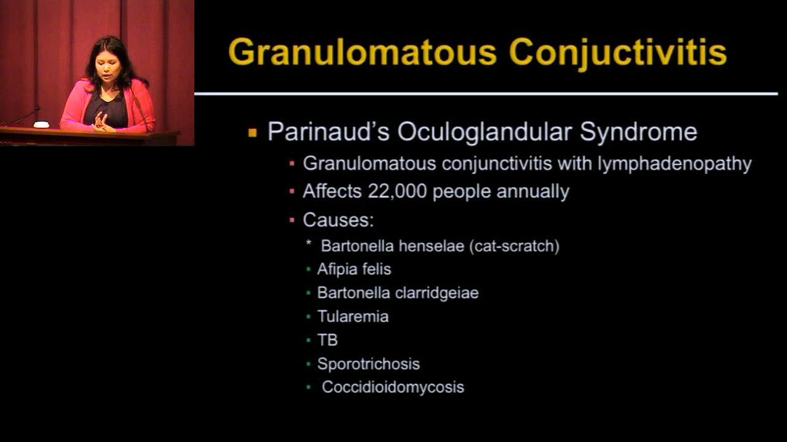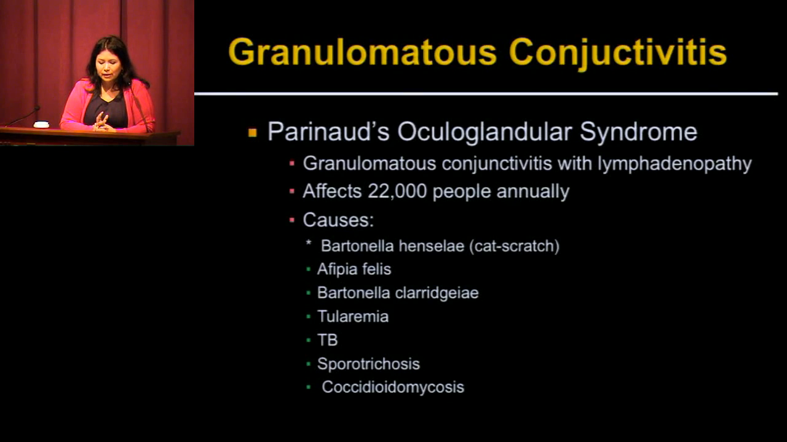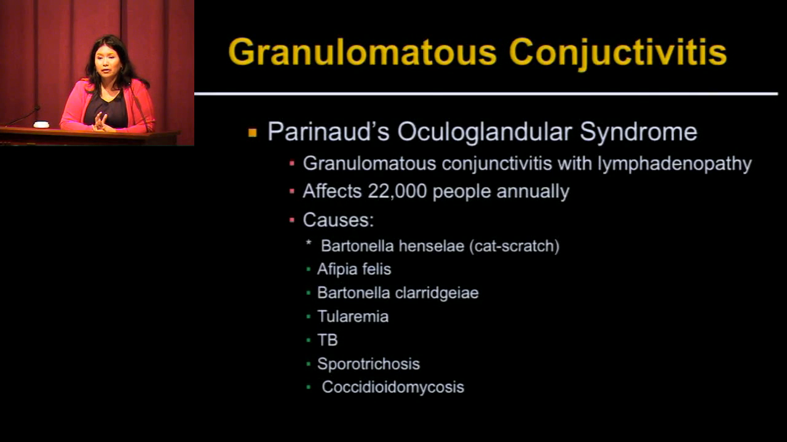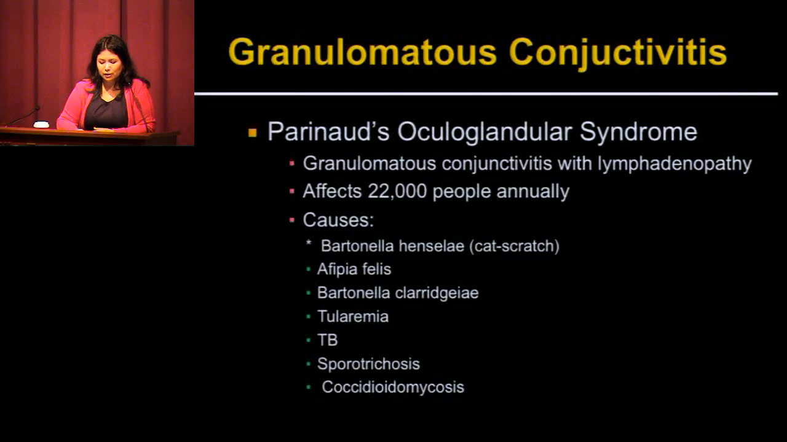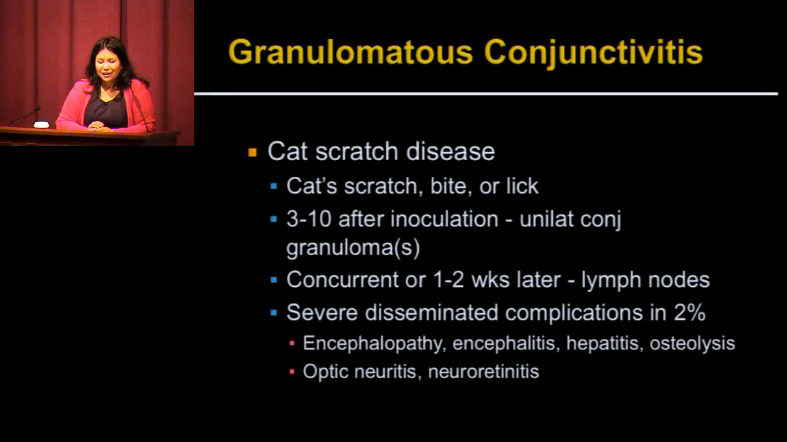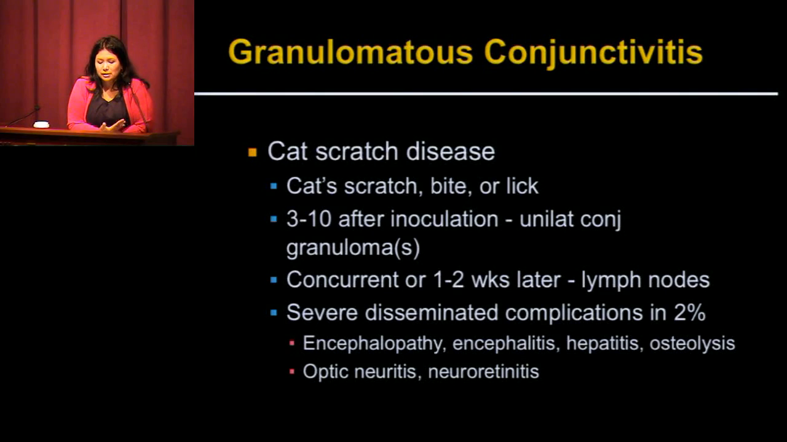Anyhow, other causes: other types of Bartonella, tularemia, so you want to ask if they've been exposed to rodents, rabbits, right? TB, if they've been traveling. Sporotrichosis, and Rose Gardener syndrome, where people who've been out gardening can develop this granulomatous infection, and coccidioidomycosis, valley fever. Okay, so you want to ask about any cat scratches.